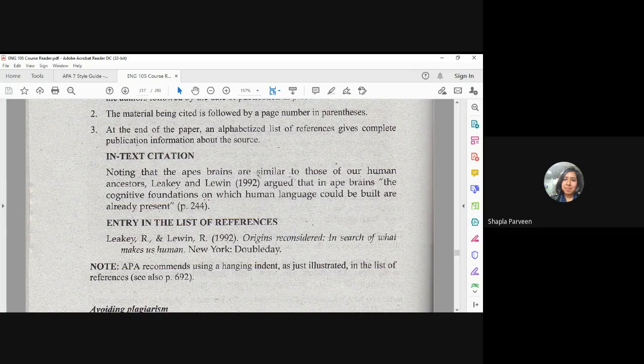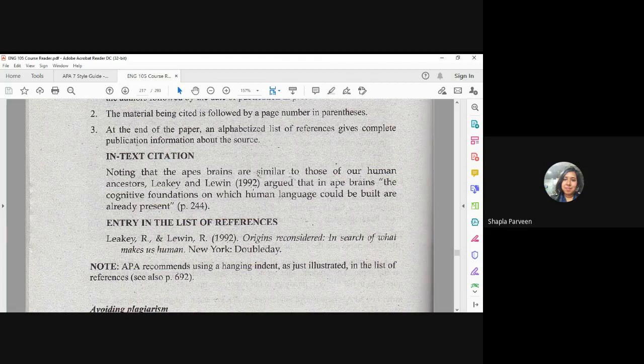Here you can see a signal phrase has been used, because it says, noting that apes' brains are similar to those of our human ancestors. This is the writer's original writing. Then he borrows information from the source which has been written by Leakey and Lewin. So "Leakey and Lewin argued that" is the signal phrase. Argued that in apes' brains, then quotation, page number. Directly after the author's name, in brackets, the year of publication has been given.